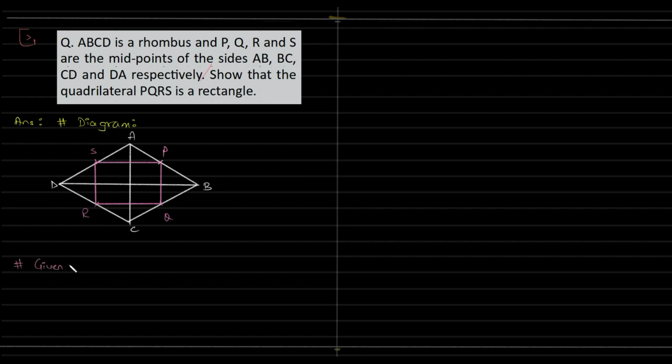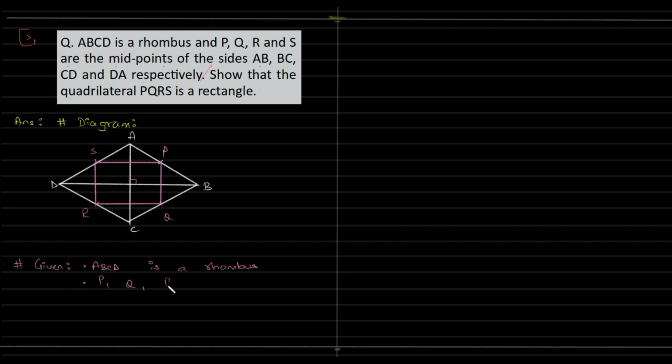Okay, so we have been given ABCD is a rhombus. So let's talk about the rhombus. In a rhombus, all the sides are equal. Opposite sides are parallel. Opposite angles are equal. And the diagonals bisect each other at an angle of 90 degrees. Right? So these are all the properties.